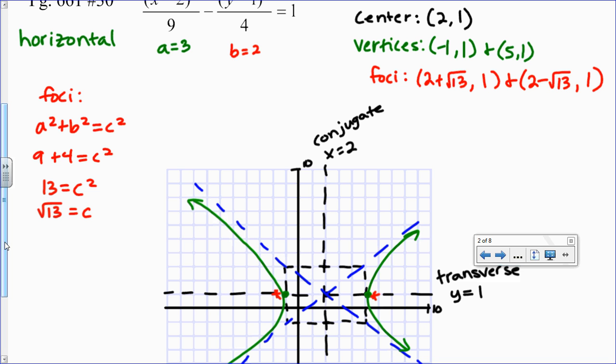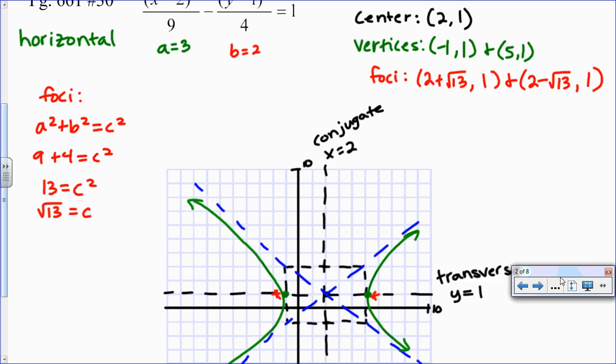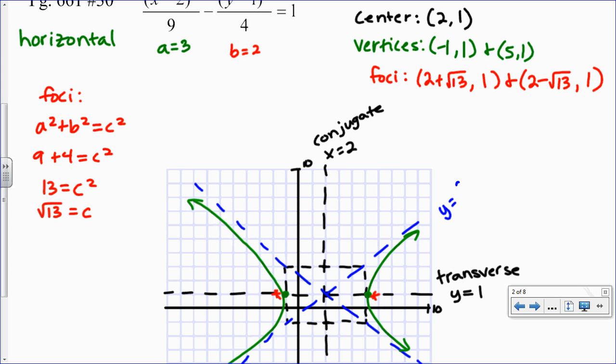Okay, so our graph is pretty much done. The only thing that I haven't labeled are my asymptotes. Okay, so first of all, let's talk about the slope of the asymptote. So the slope is going to always be b over a and negative b over a. So like this one is b over a because slope is rise over run. You're counting. So we're counting from the center to the corner. So up 2, right 3. So that's y equals 2 over 3 x.